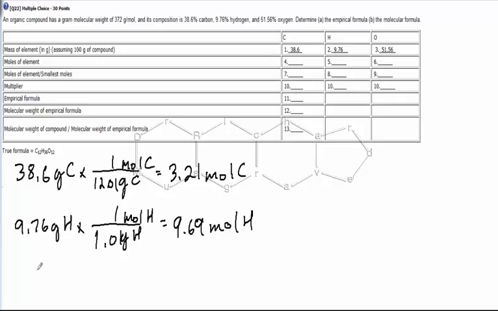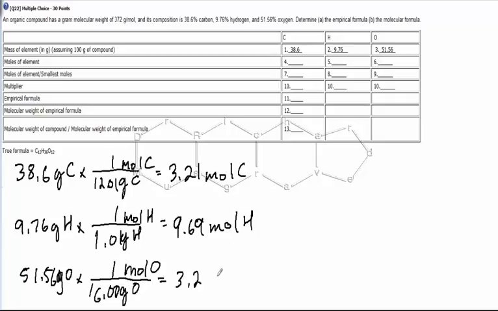Alright, next one, we've got 51.56 grams of oxygen, grams of oxygen on the bottom, moles of oxygen on top. 1 mole is 16.00 grams. And that's going to be 3.22 moles of O.